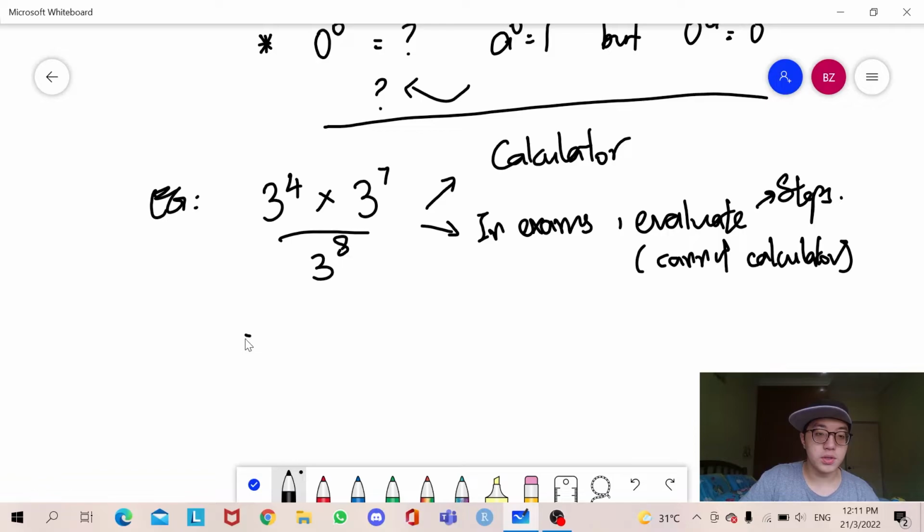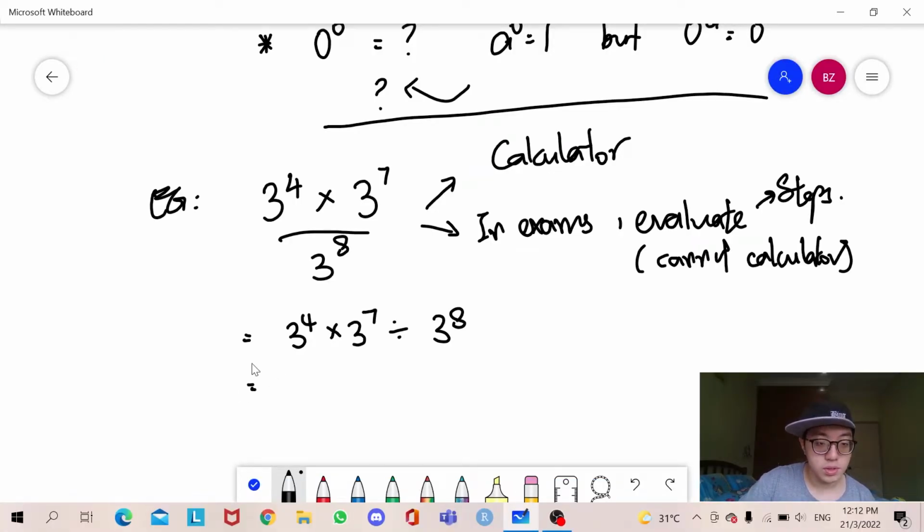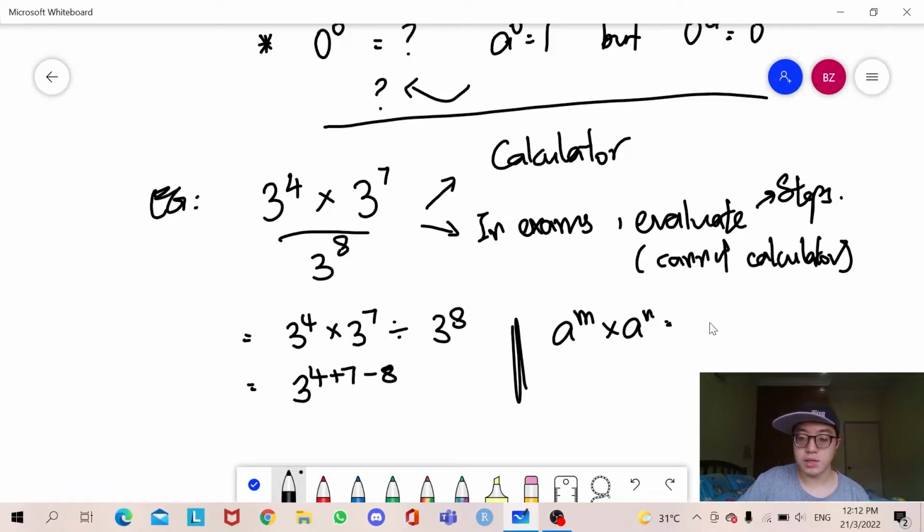because they expect you to show steps on how you get the answers. So from here, we write 3 divided by 3 to the power of 8. According to the rules of indices, we can get that. Sorry, this OBS Studio is a little bit laggy. So 3 to the power of 4 plus 7 minus 8. From these two rules, a to the power of m times a to the power of n is equal to a to the power of m plus n, and a to the power of m divided by a to the power of n is equal to a to the power of m minus n.